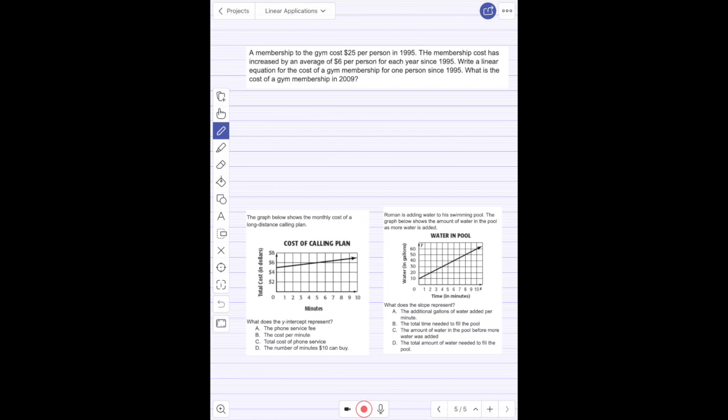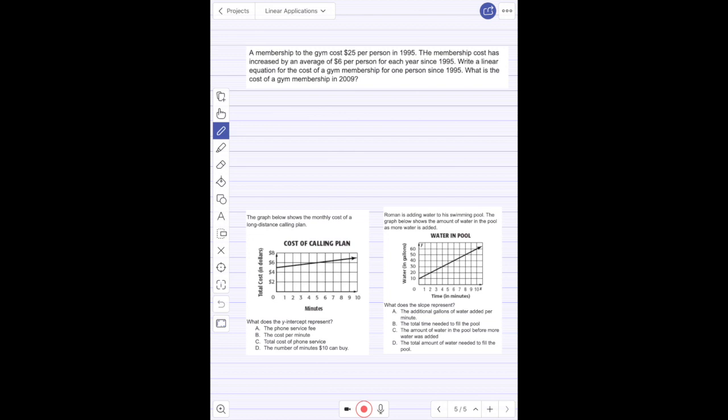All right, so let's look at these problems right here. It says a membership to a gym costs $25 per person in 1995. The membership cost has increased by an average of $6 per person for each year since 1995. Write a linear equation for the cost of the gym membership since 1995. What is the cost of the membership in 2009? So normally when I present this problem, students get confused because they see a lot of $25 per person, $6 per person, and so forth and so on.